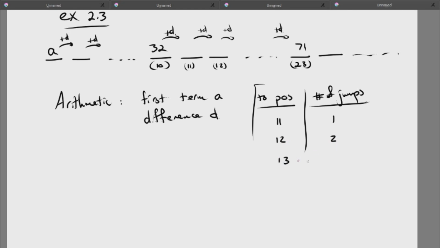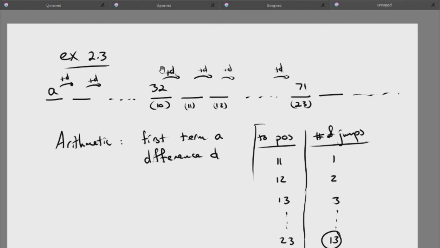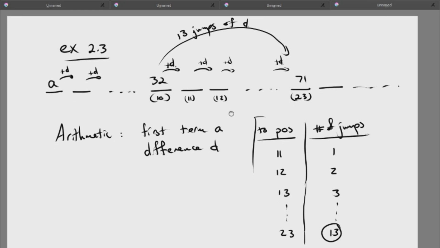To get to position 13, I've made 3 jumps. So if I keep going, to get to position 23, how many jumps have I made? Well, what's the link between the left and the right column? Take 10 away, so 13. So we can sort of make one super jump and say that is 13 jumps of D.